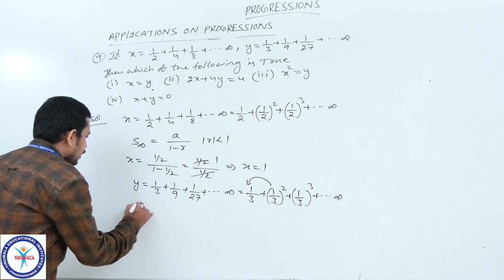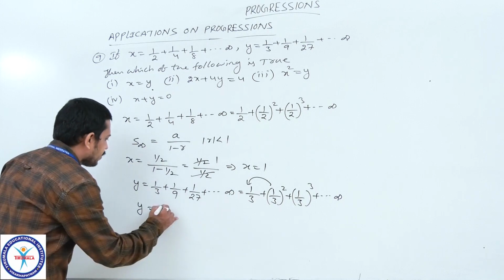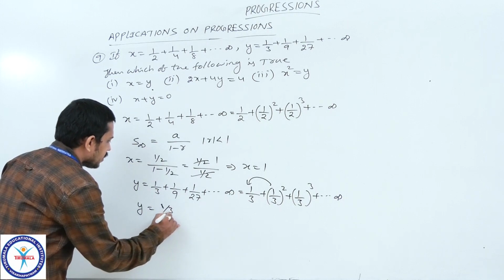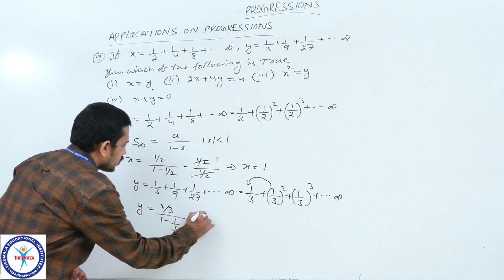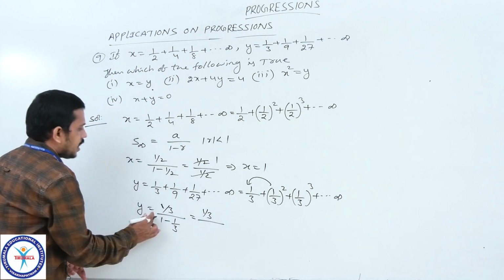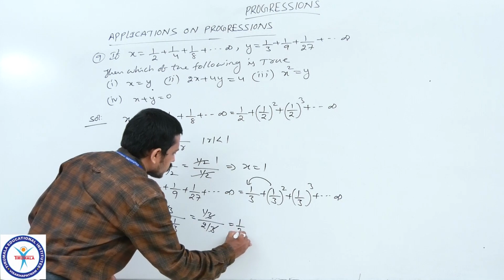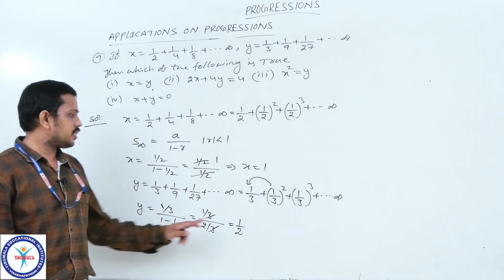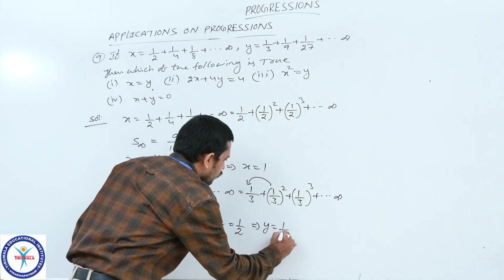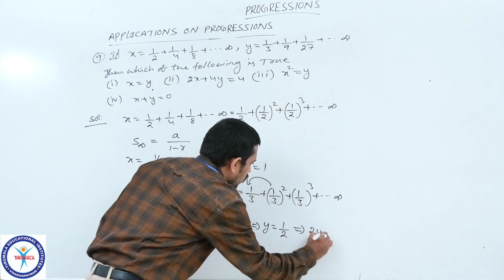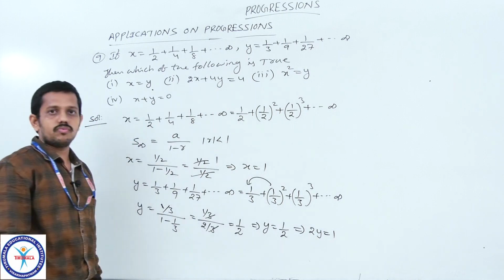So therefore, here y is equal to a by 1 minus r, a means the first term, here 1 by 3, by 1 minus r, here r is equal to 1 by 3. So 1 by 3 by (3 minus 1) by 3, that is 2 by 3, 3 cancel, 1 by 2. So therefore we have y is equal to 1 by 2, which implies 2y is equal to 1, or y is equal to 1 by 2.